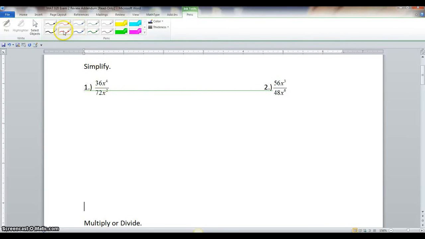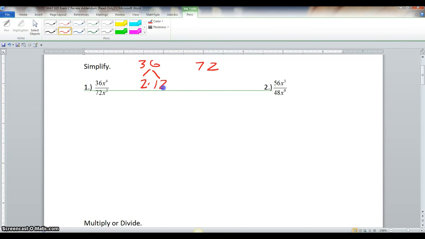Okay, class, this is the addendum to exam 2 for the fraction exam. Okay, we have to simplify. Number one, we had 36x to the fourth over 72x squared. Now what we want to do is take the prime factorization of 36 and the prime factorization of 72.